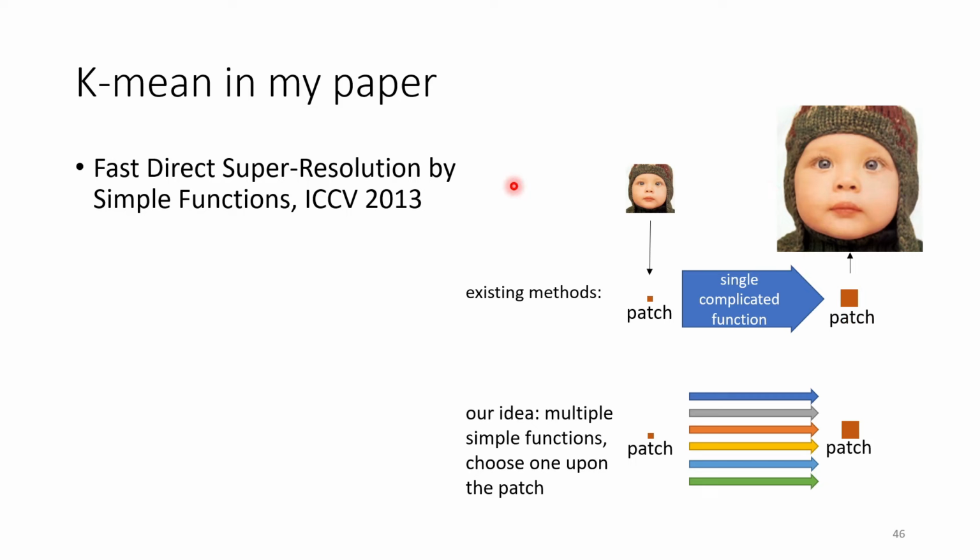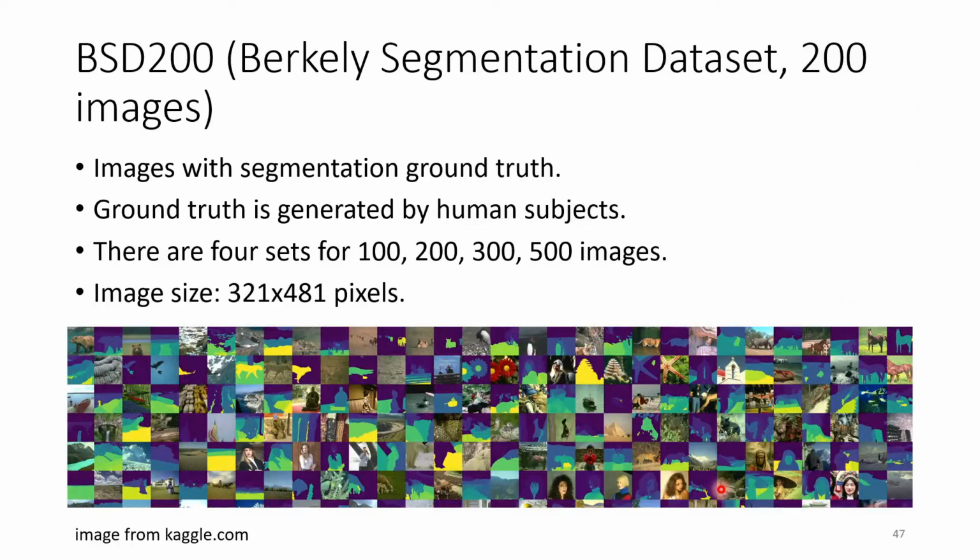Okay, and my idea is we create multiple simple functions. Given a patch, we pick up one of those functions and create a high-resolution patch to reconstruct the high-resolution image. So here, first, I need to decide how to create these functions. Let me introduce this dataset. This is called BSD200. I use this dataset in my experiment.